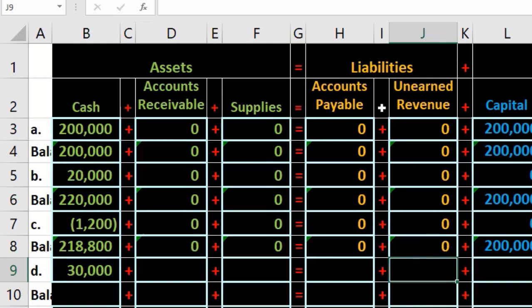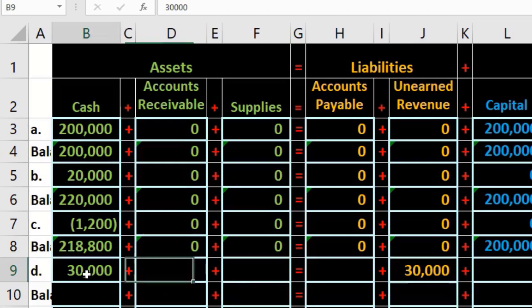unearned revenue. Notice it's a liability account, representing the fact that we owe something in the future, not the $30,000, but the $30,000 worth of work. And if we don't do the work, then we owe the $30,000. But hopefully we're going to do the work and we're going to keep the $30,000. So we're going to increase this by $30,000. And again, we know that two different ways.